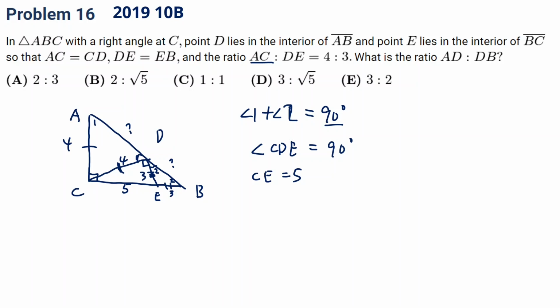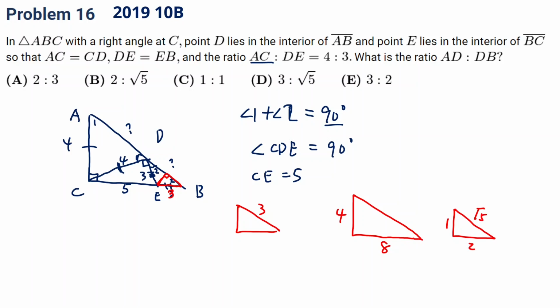So it seems we need to do it like this, do a height. And this is 3. So this small triangle should be, if we take this out, this is 3. It's similar to the big triangle with the ratio of 4, 8, and 4, 8 is actually similar to a base triangle with 1, 2, root 5. So this is the 1, 2, root 5 triangle.